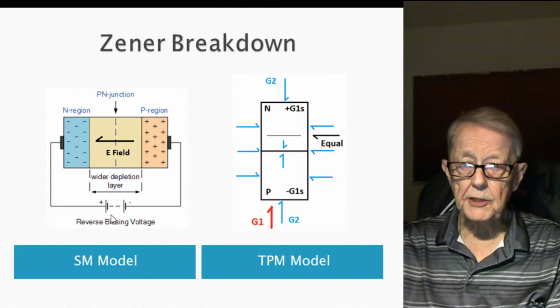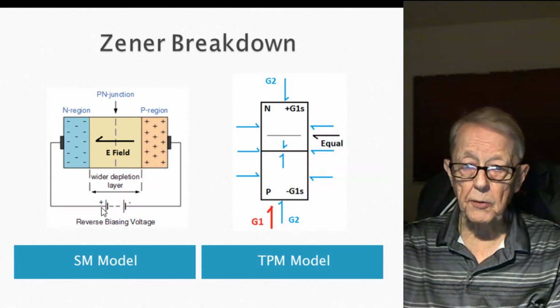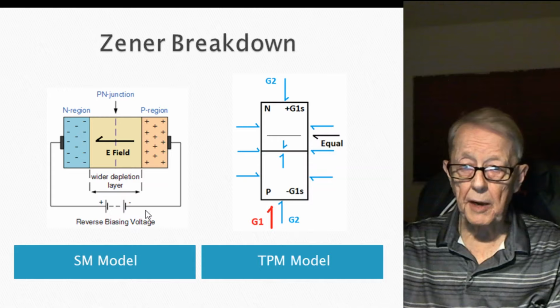But again, this is in reverse bias mode. The plus is tied to the negative side of the Zener, and the minus is tied to the positive side.